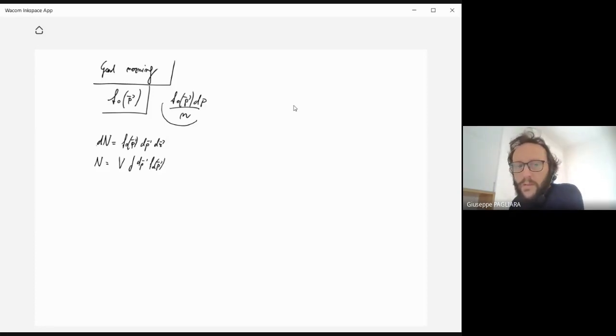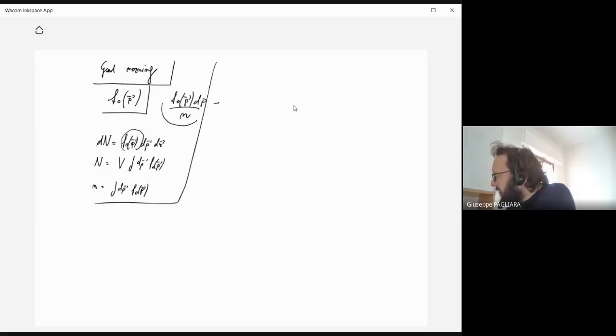So from the dimensional point of view, what is f0? I see from here, this is a density, and the integral over dp of f0 of p must have the dimension of 1 over volume, and therefore 1 over momentum cubed. This is the dimension of f0.